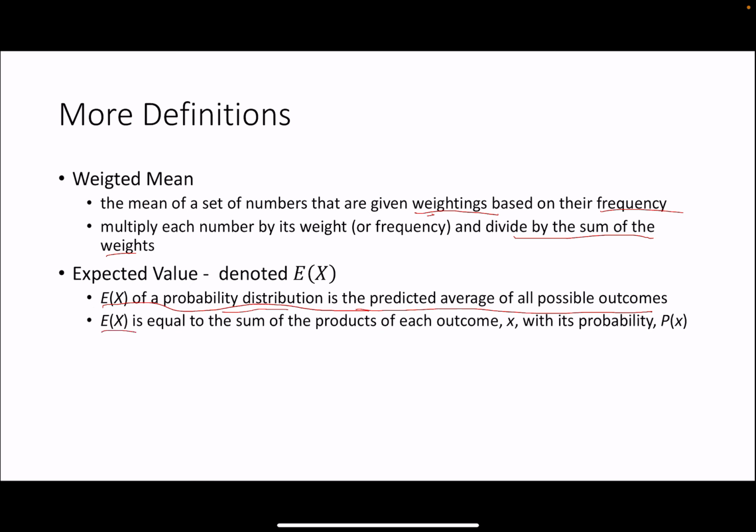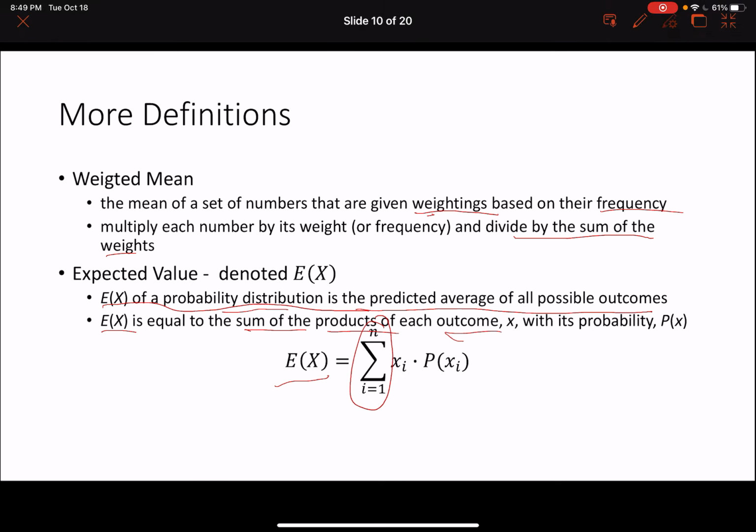Expected value is equal to the sum of the products of each outcome, and this is the formula. And if this scares you, this just means these are all possible outcomes. We're going to add them. That's what that means. It means we're going to add all possible outcomes, each outcome multiplied by the probability of that outcome.